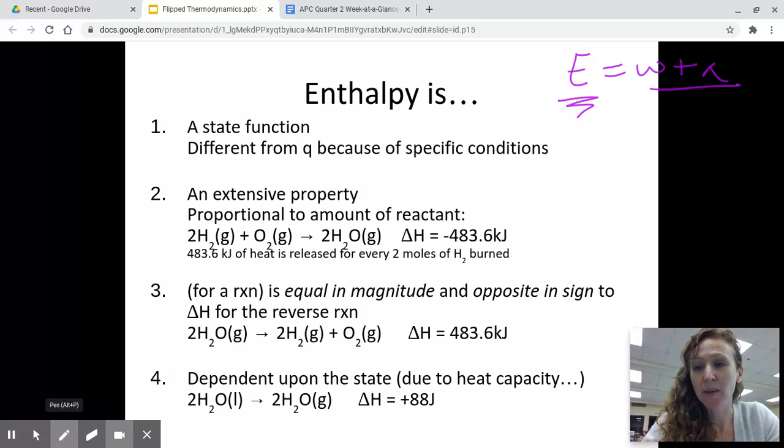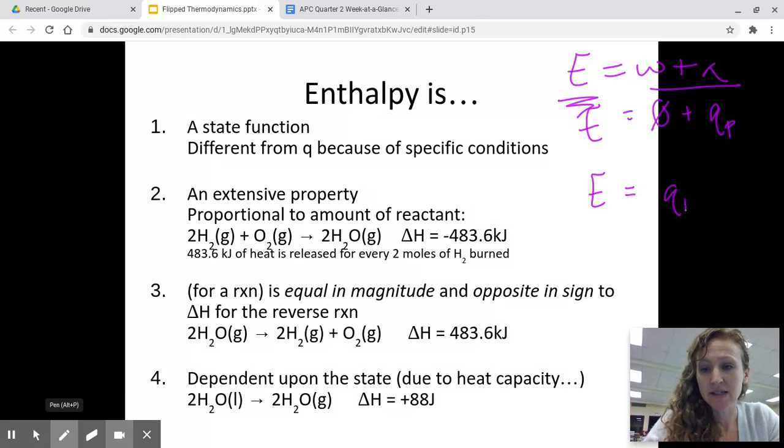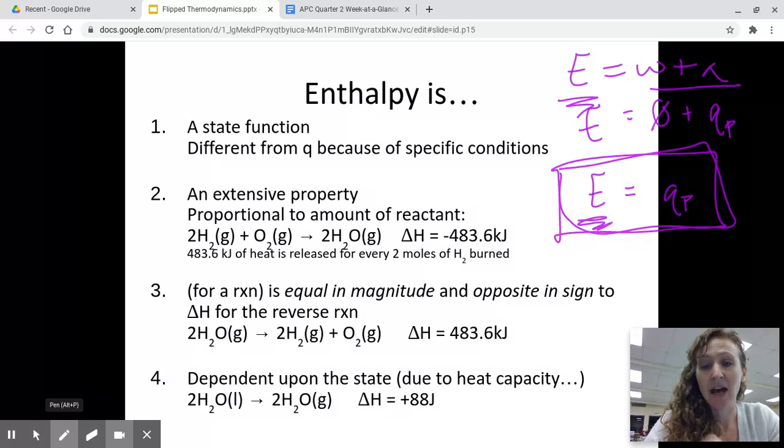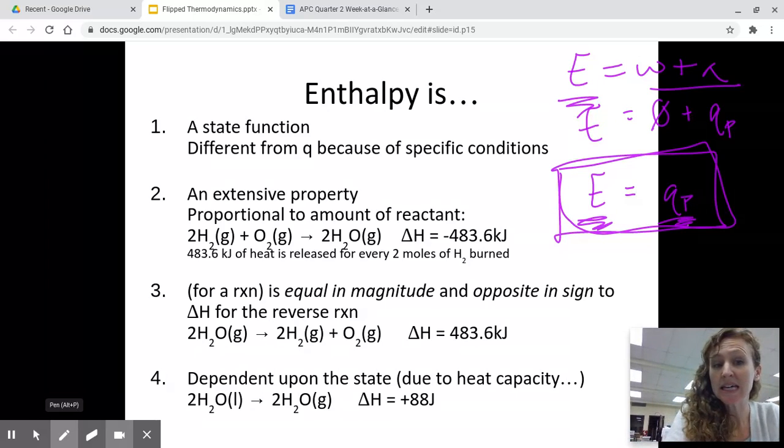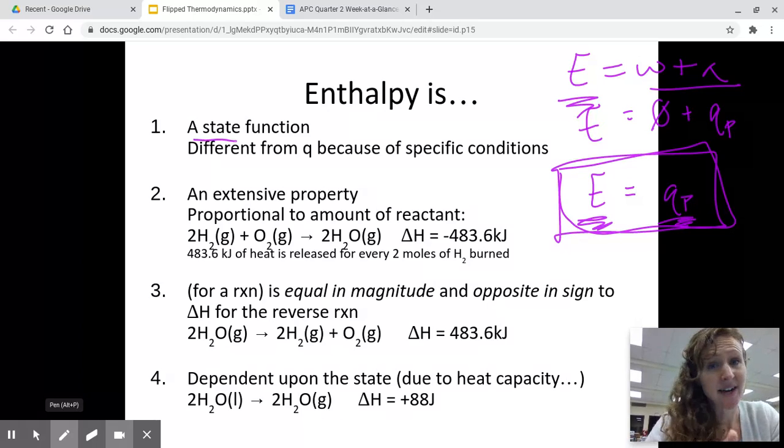However, when you're talking about Q under constant pressure, remember, work is going to be 0. So that means that all of the energy of the system is changed in heat. And in this case, since energy is pathway independent, that means that QP is also pathway independent. So enthalpy is a state function. Heat is not. Heat under constant pressure is.